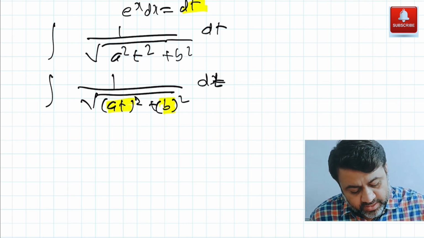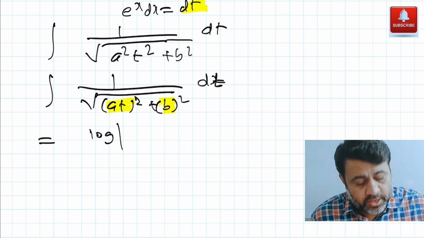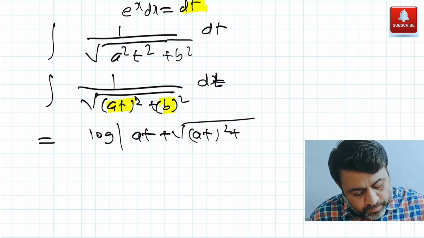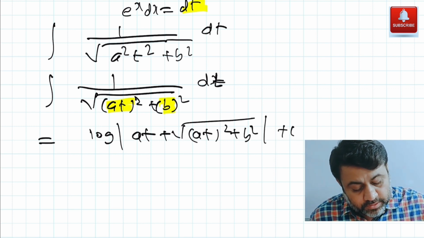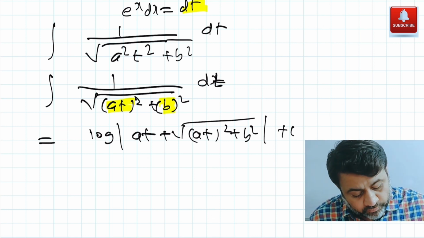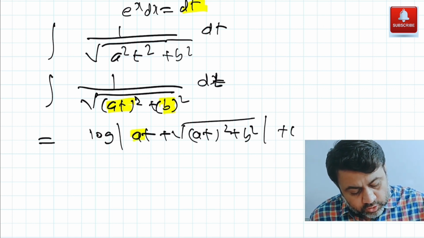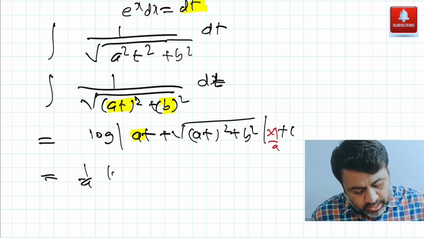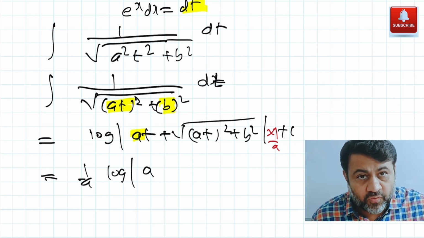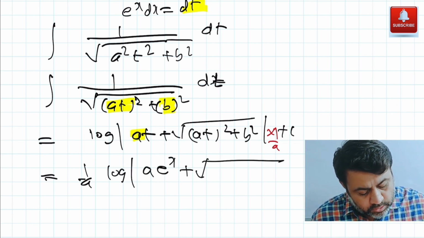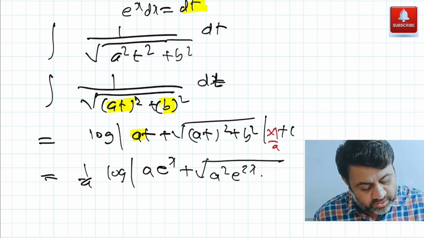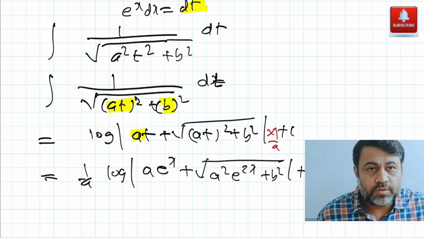So just apply the formula, we get log mod variable at plus square root of whatever is in the question, that will come back, (at) the whole square plus b square, plus c, and the coefficient of t. The coefficient of t here is a, right? So I'm going to multiply by 1 by a. Finally, let's write it nicely. We get 1 by a log mod at, substituting the value of t again, e power x plus square root of a square, I did that. What will we write as the value of t there? e power x the whole square, so I write e power 2x, plus b square, plus c. And that's my answer.